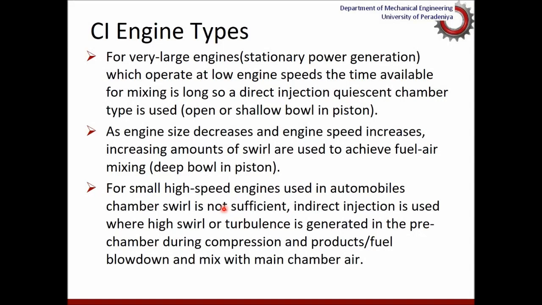Of course, if the engine speed is too high, then the turbulence generated from swirl, squish, and tumbling flows may not be adequate. In such situations, indirect injection engines are used. So, for example, if you consider tractor engines, tractors are operated at low speeds, and engines are heavy, big. So, the direct injection technique is used in those, whereas indirect injection is used mostly in small size, high speed engines like automobile engines.